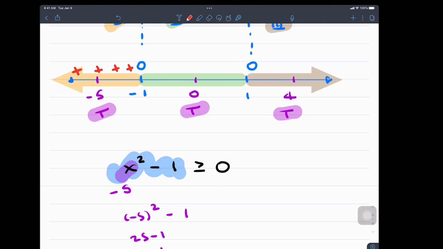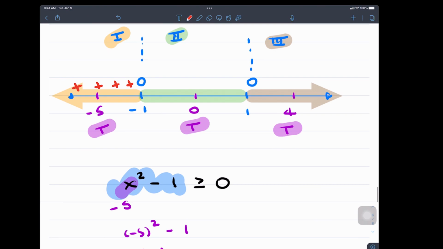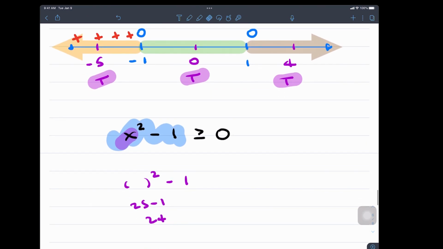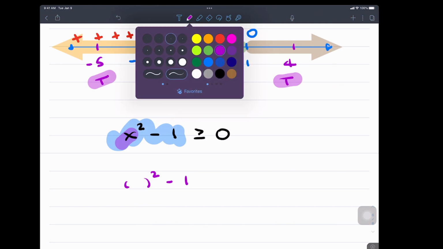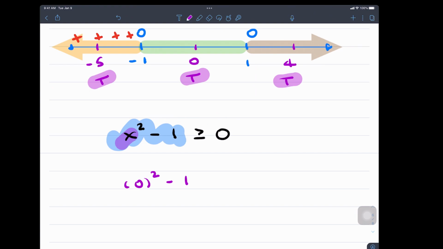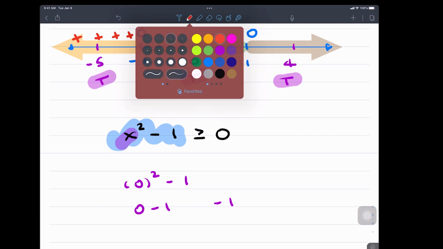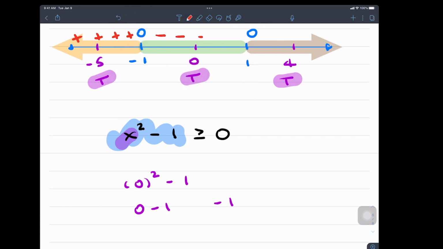What about region 2? What's the sign for region 2? Is region 2 positive or negative? What do we use here for region 2? 0. What's 0 squared? What's 0 minus 1? So what did you guys find about region 2? It's negative.